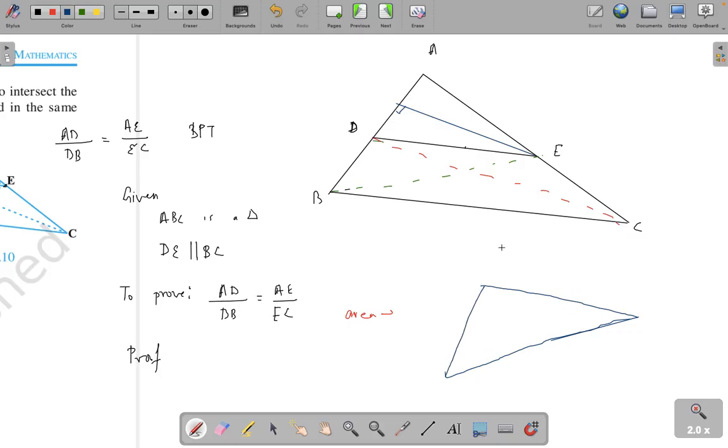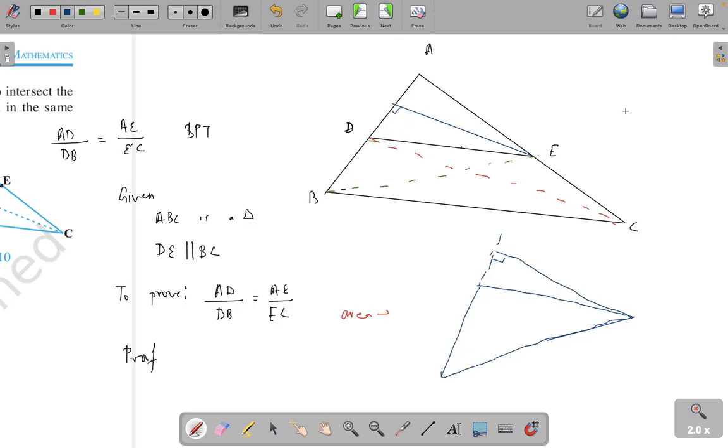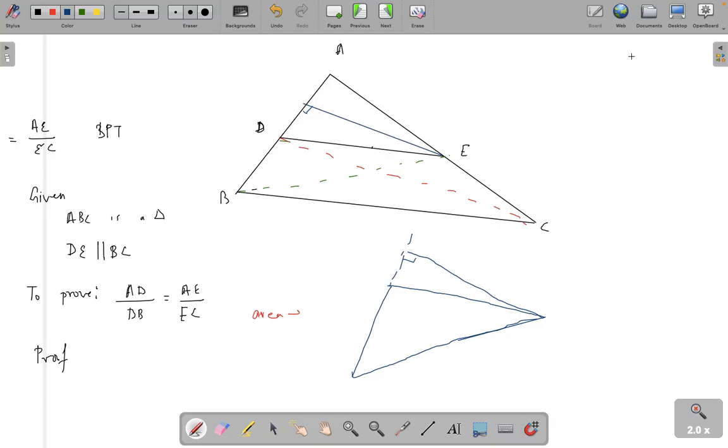Now what I have done, I extend this side and draw a line perpendicular. Is this also the height of this triangle? Right, because the height of such triangles will be external. So you can have two different types of heights. One is internal. For example, if you take this triangle, this is an internal height, right?